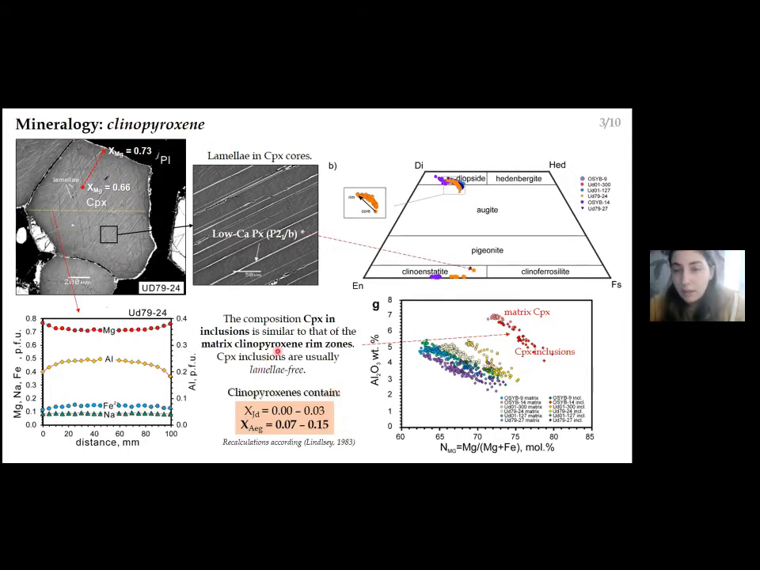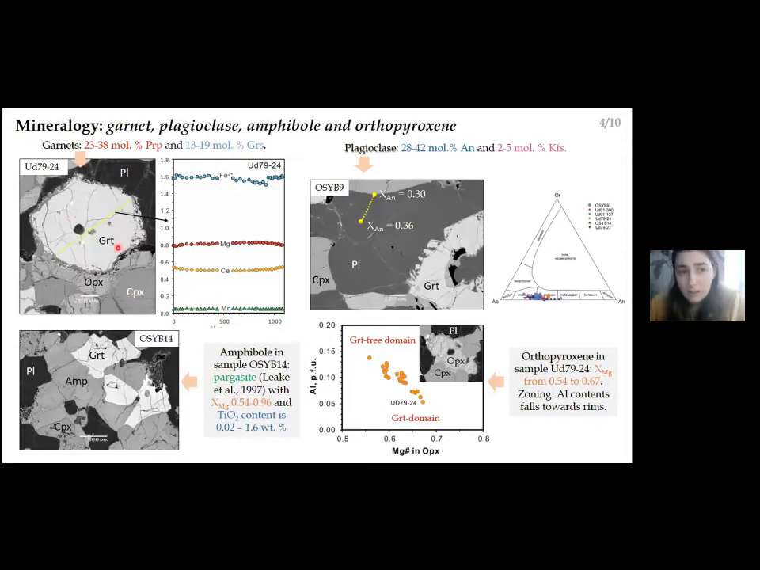As I said, clinopyroxene occurs as matrix grains and also as inclusions in garnet. If we look at these plots, alumina content versus magnesium number, we can see that clinopyroxene inclusion compositions overlap only the rims of matrix clinopyroxene compositions. Also, clinopyroxene inclusions are usually lamella-free. Garnets in our samples are pyrope-almandine with 19 to 40 mole % of grossular, and they also show slight divalent calcium zonation.